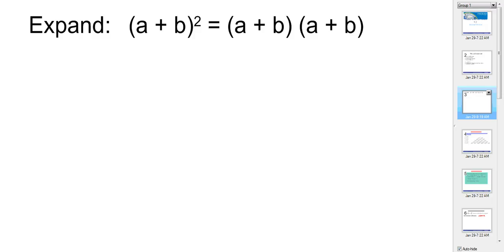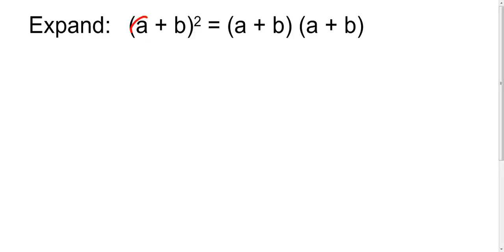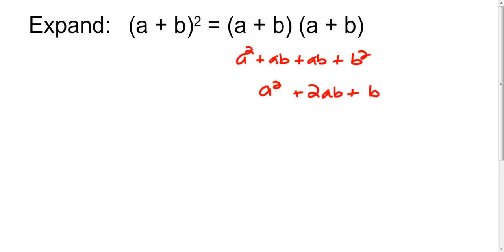That doesn't mean, like a common mistake people make, that you square the a and square the b, like distribute that through. That's not what you do. Remember that to square something means that you multiply it by itself. So you have to take a plus b times a plus b. So if you FOIL this, you'll have a squared plus ab plus ab plus b squared, which of course can be simplified as a squared plus 2ab plus b squared.